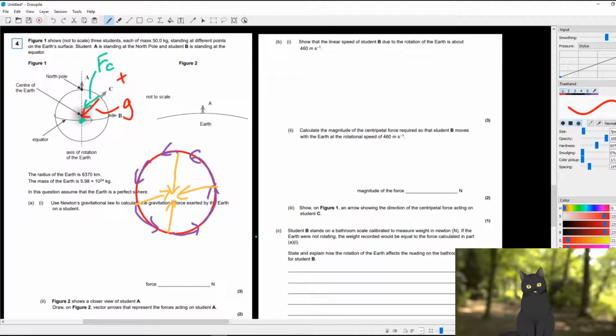But if the spinning stops, centripetal force cannot be true because nothing's spinning. If things are not spinning, you cannot have centripetal force. Therefore, the measurement will be lesser, only measuring g. Does that make sense? Okay, next part. Next one is 5B4.